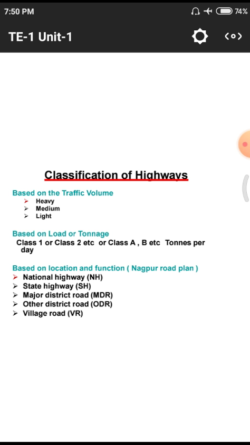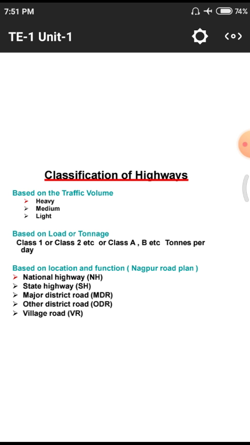Those are heavy traffic vehicles. The next one, medium traffic vehicles. These medium traffic roads we will observe in normal cities, and light traffic roads we will observe in villages. These are the roads classified depending upon the traffic volume: heavy roads, medium roads and light roads. Heavy, medium and light, HML.